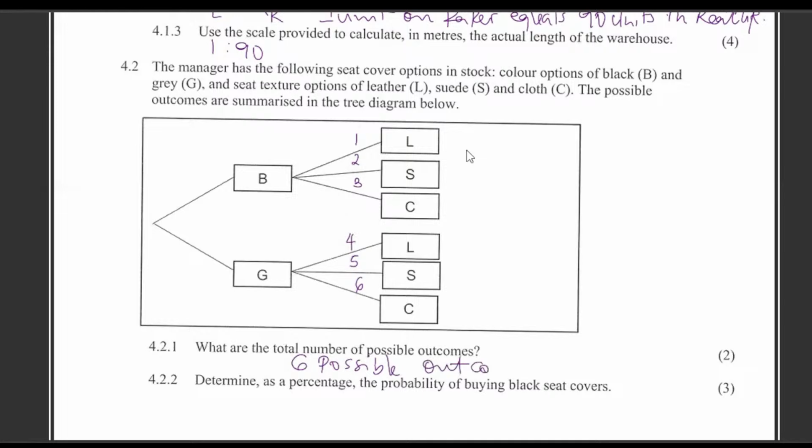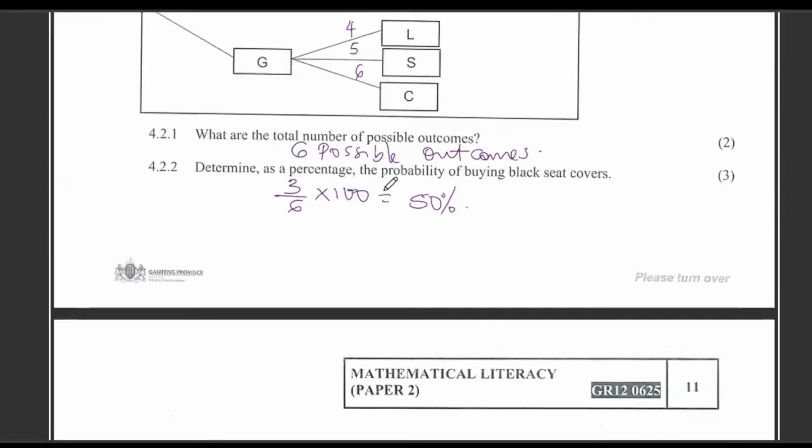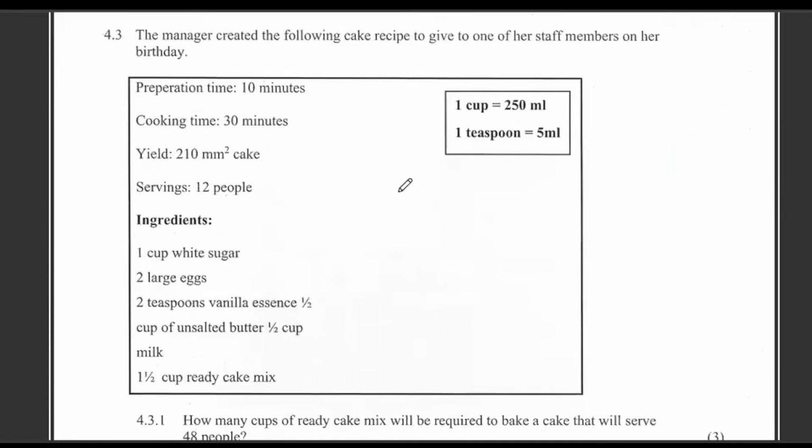What are the possible outcomes? Then determine as a percentage the probability of buying black seat covers. So black is here. It has how many? 1, 2, 3. So out of 6, we have 3 out of 6. But they said as a percentage, so multiply by 100, and the answer becomes 50%.